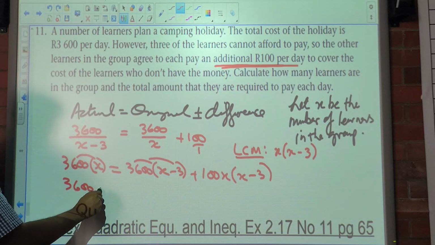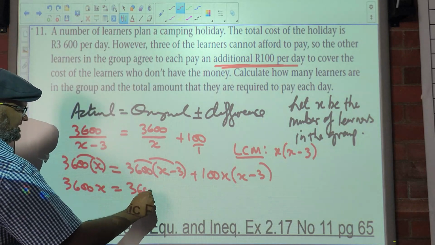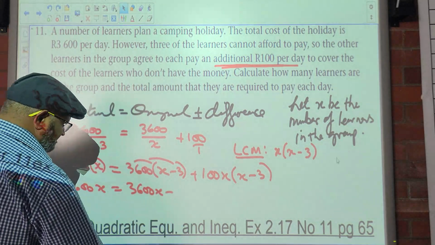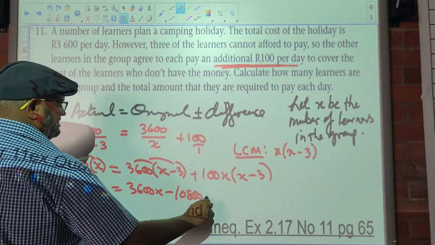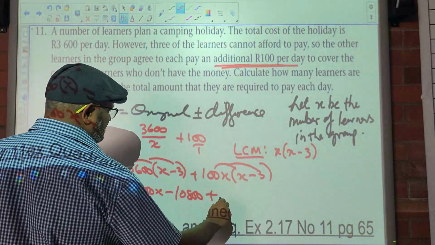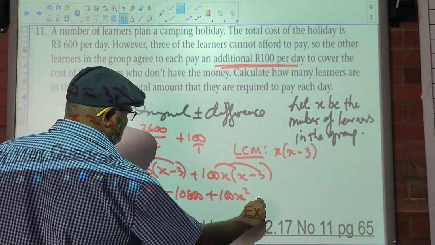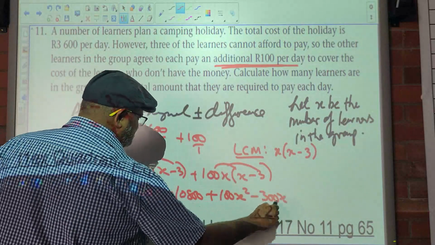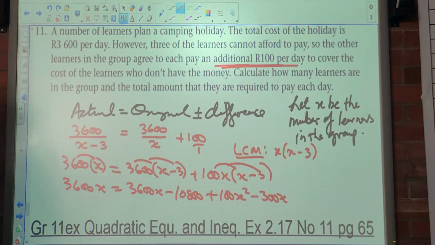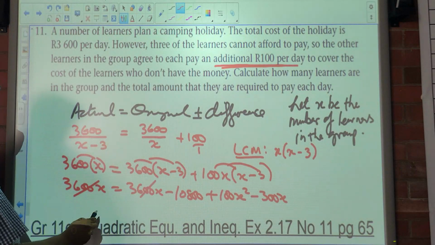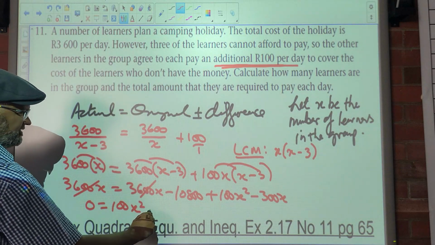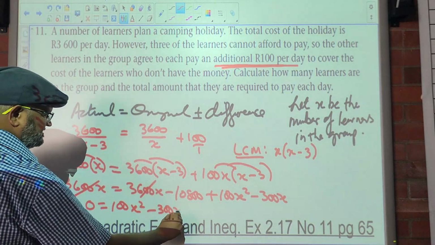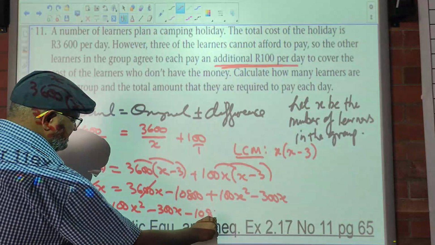The 3,600x is equal to 3,600x minus 10,800 plus 100x squared minus 300x. Of course that cancels, not so? So 0 is equal to 100x squared minus 300x minus 10,800.